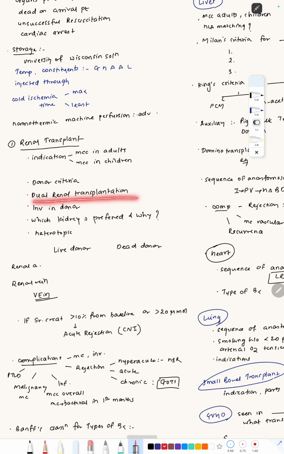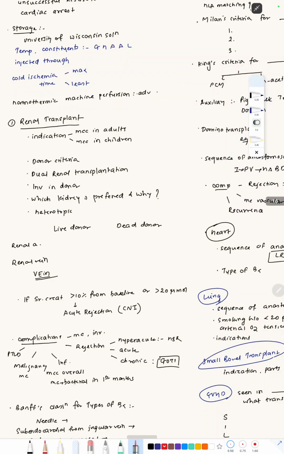Then there is dual renal transplantation, where two marginally normal kidneys are used for transplantation, and they will provide the function of one normal kidney. Then investigations done in the donor are Rh compatibility, HLA compatibility, in which DR compatibility is more important, ABO compatibility, then KFT, and ultrasound of the kidney and urinary bladder.